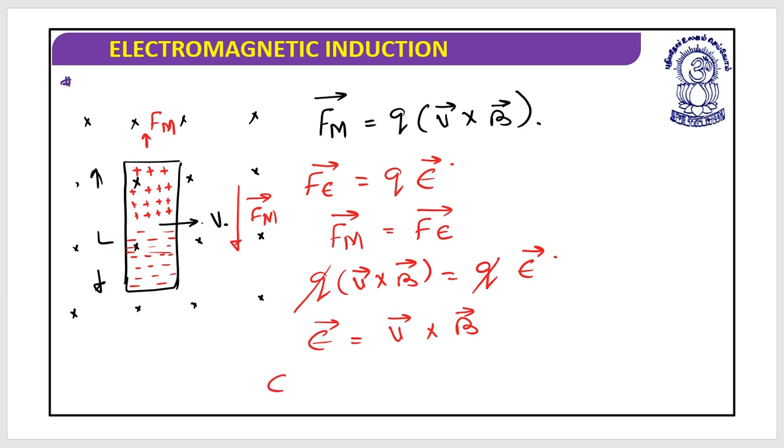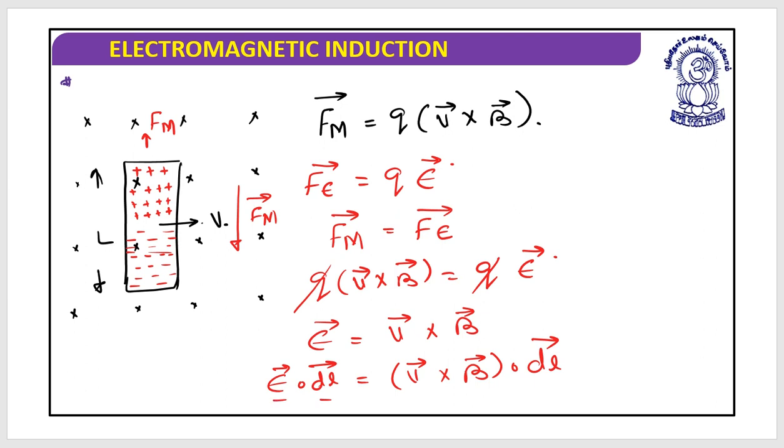Now let's take a dot product on both sides with the length element. So this would be E dot dl, which can be written as (v cross B) dot dl.